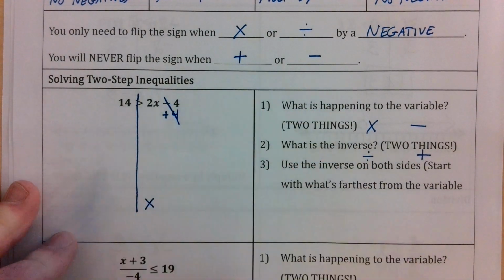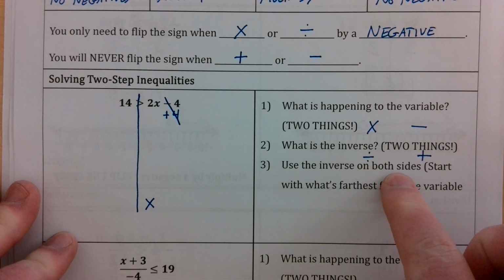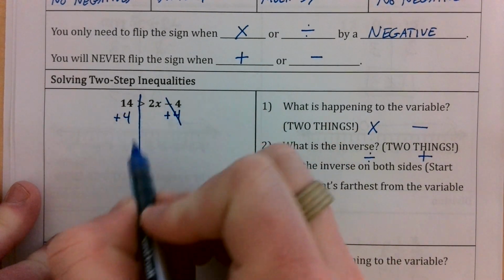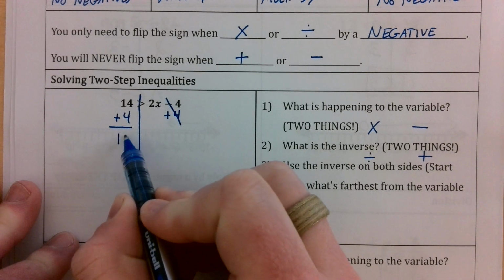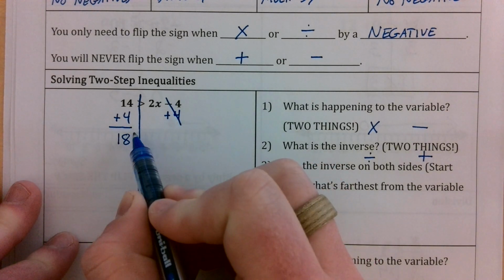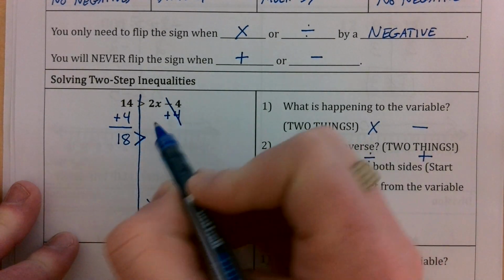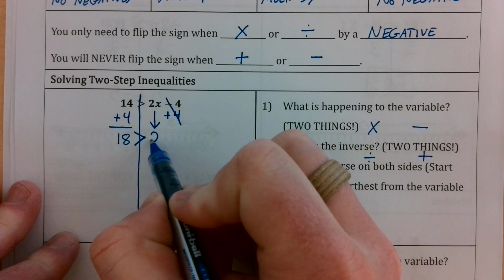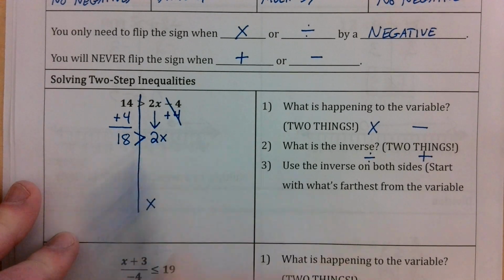If I add 4 to the right side, I also need to use it on the other side. We've got to use it on both sides. So if I add 4 here, I'm going to add 4 here. 14 plus 4 gives me 18. Notice we just added, so we're going to keep our inequality symbol the same. We haven't done anything to flip it yet. We also haven't dealt with 2, so I'm going to bring down 2x. 18 is greater than 2x.